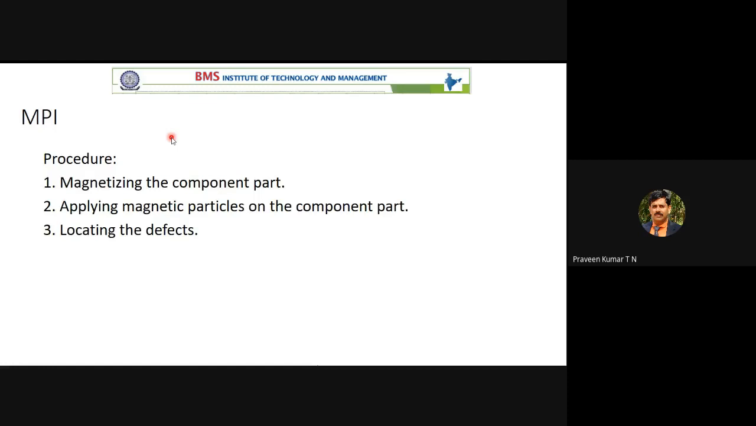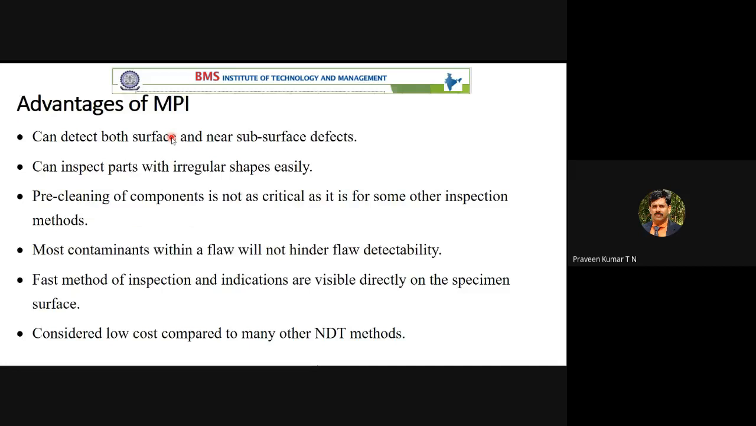The procedure you already know. First you have to magnetize the component, then apply the magnetic particle on the component, then locate the defect. Wherever there is a defect, there is a non-uniform distribution of the magnetic particle powder. Advantage: it can detect both surface as well as subsurface defects.